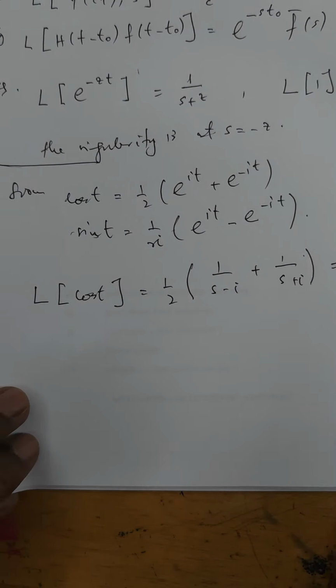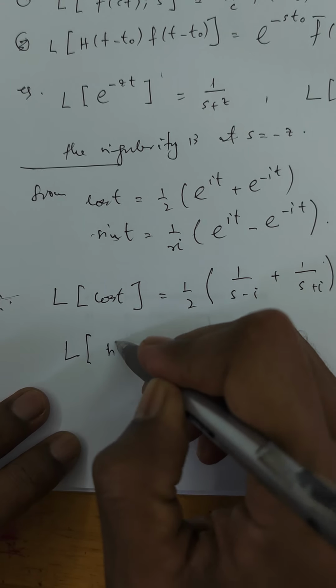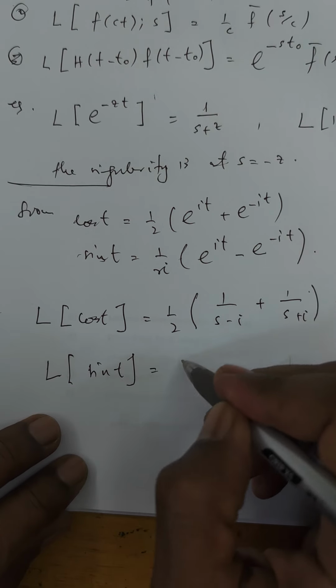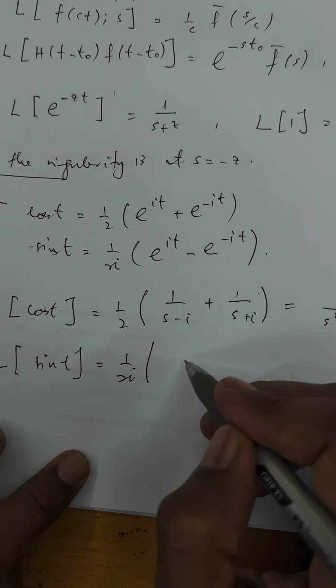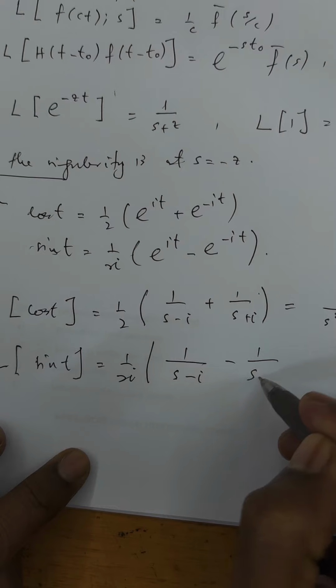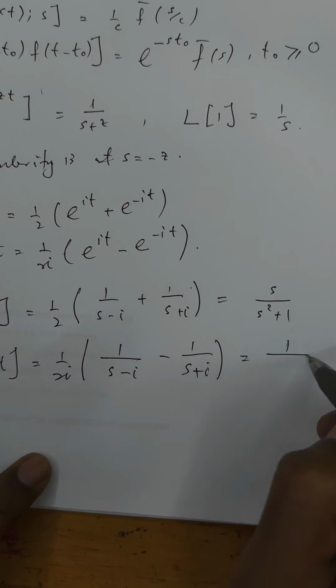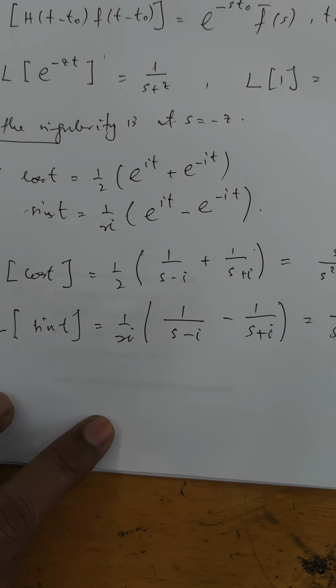And for L of sin t, this is 1 over 2i times 1 over s minus i minus 1 over s plus i. So you can write this as 1 over s squared plus 1.